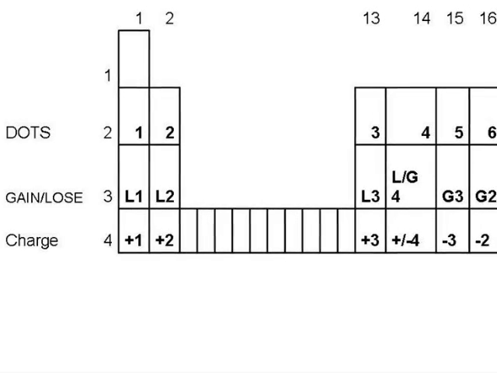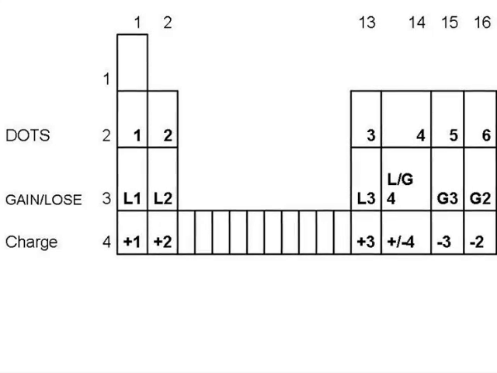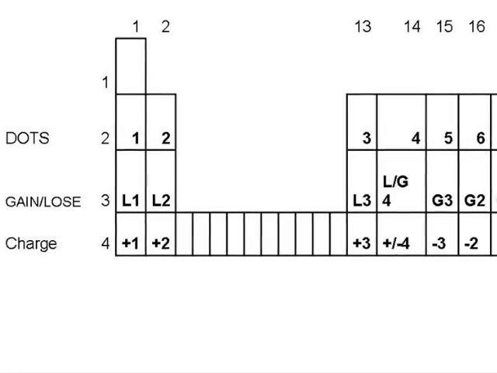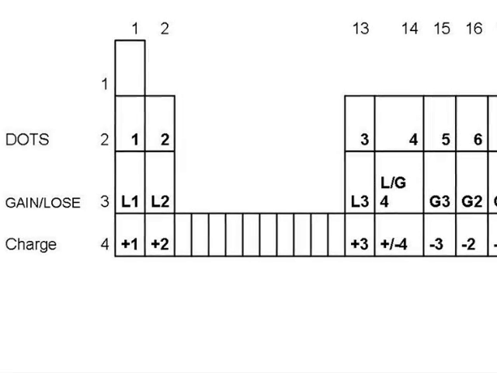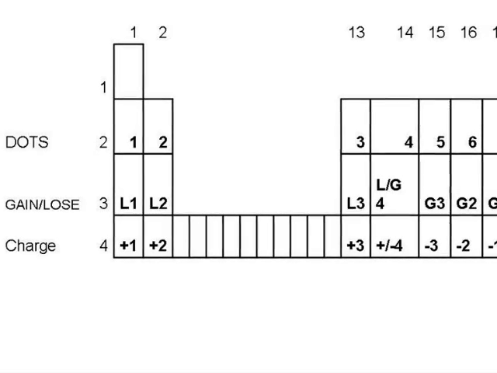Column 1 likes to lose 1. Column 2 likes to lose 2. Column 3 likes to lose 3. Column 4 can't make up its mind. Sometimes it gains, sometimes it loses. One of the natural questions that emerges when I point this out to students is how does it decide whether it's going to lose or gain?